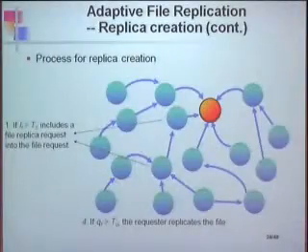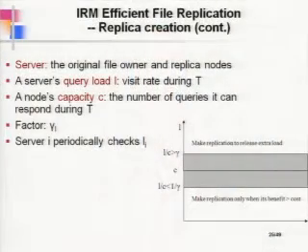Now, another problem is the server may receive a lot of requesters, but how can the server determine whether it should replicate the file to the requester or not. So we define the server as the original file owner and the replica nodes. So a server's query load is L. It's defined as the visit rate during T. And server's capacity C is represented by the number of queries it can respond to during T. Now, there is a factor gamma.